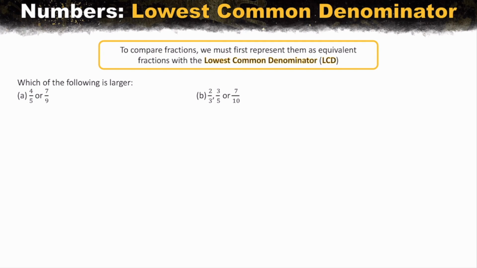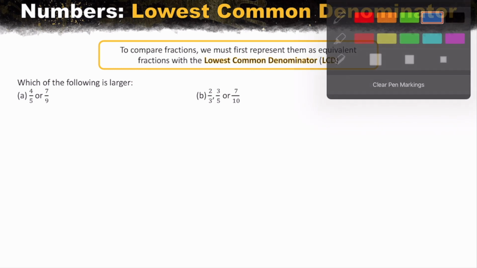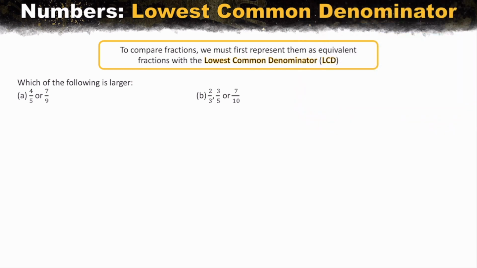There we go. All right, so essentially we already know that to compare fractions, we have to have them in equivalent fractions with the lowest common denominator. So the process of doing this is we need to find what the lowest common denominator is between our two fractions. In this case, the first one we've got is 4/5 and 7/9. What we are looking for is what is the lowest common denominator? So the lowest number that both 5 and 9 divide into.